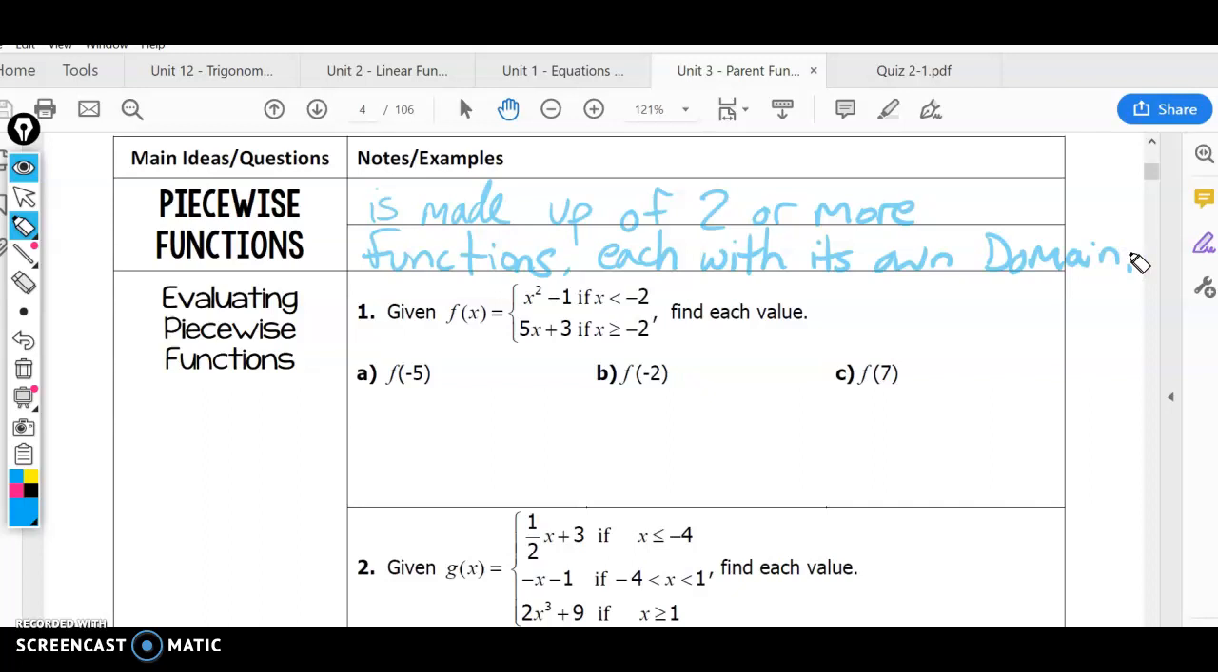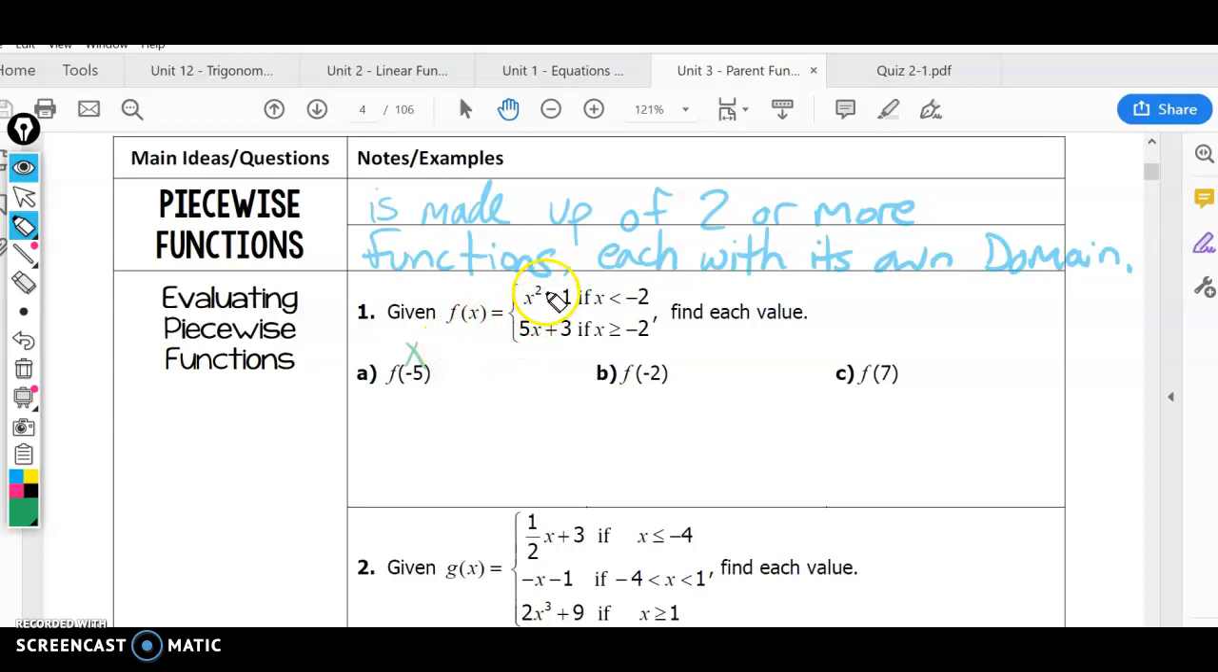Let's look at number one, evaluating piecewise functions. So we're given f of x, which is just like y, is this function if x is less than -2, but it's 5x plus 3 if x is greater than or equal to -2. Find each value. So letter A says find f when x is -5.